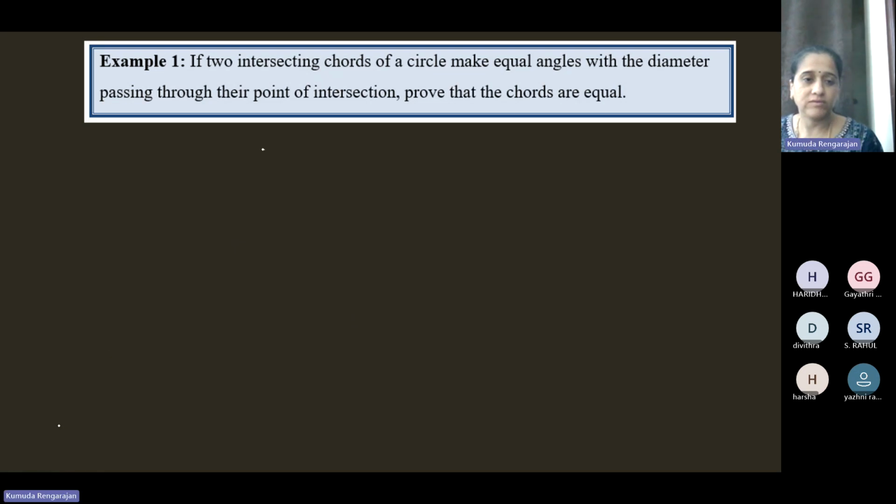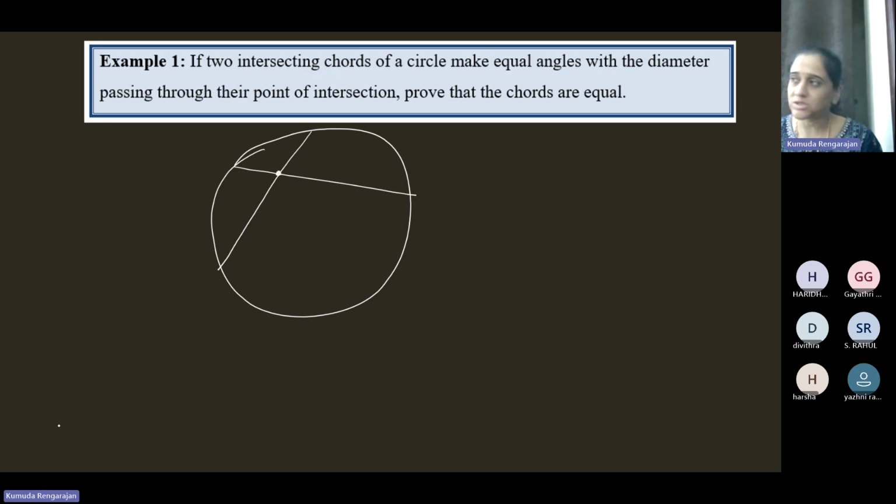See, we'll do it faster now. Circle, two intersecting chords, point of intersection of the two chords, center of the circle. This is the diameter passing through the point of intersection, and of course through the center of the circle, because it's a diameter. So this is the angle between the diameter and one chord. This is the angle between the diameter and the other chord. And these two angles are equal. Given this, you need to prove that chord AB is equal to chord CD.